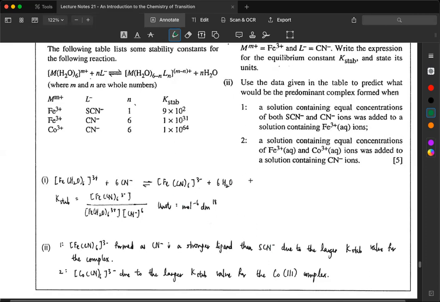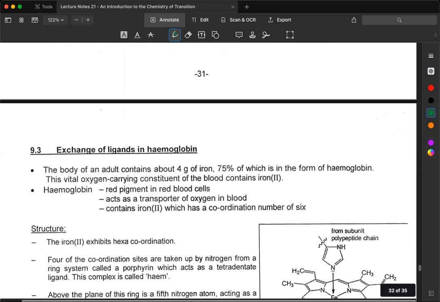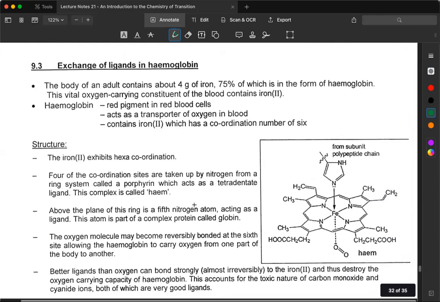Then the next question is, if Fe3+ and Co3+ react with CN-, it will be Co because larger K means greater stability. Yeah, that's how you do it. Okay, so these are just some real life examples. Exchange of ligand in hemoglobin.